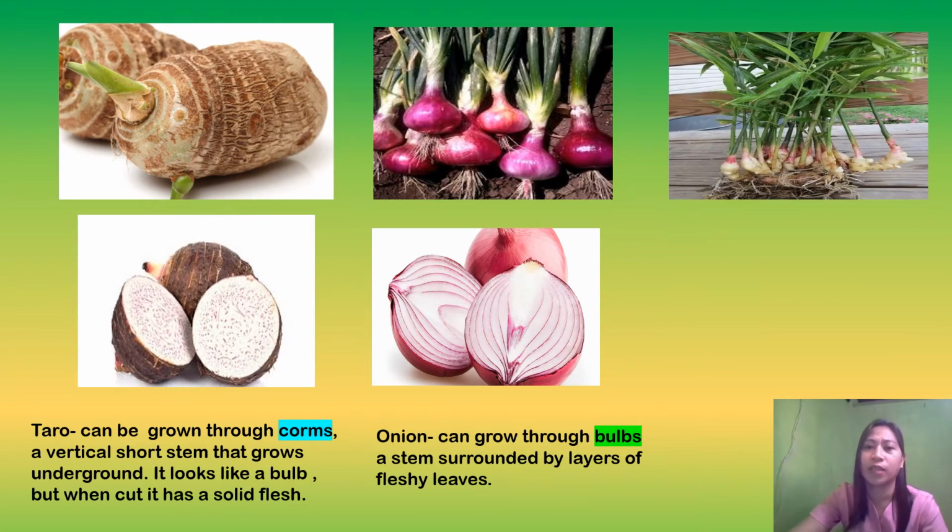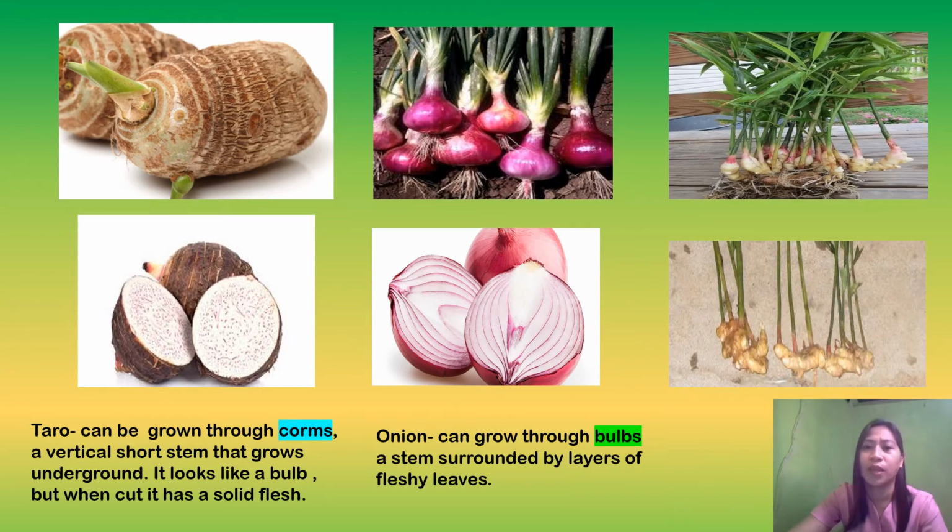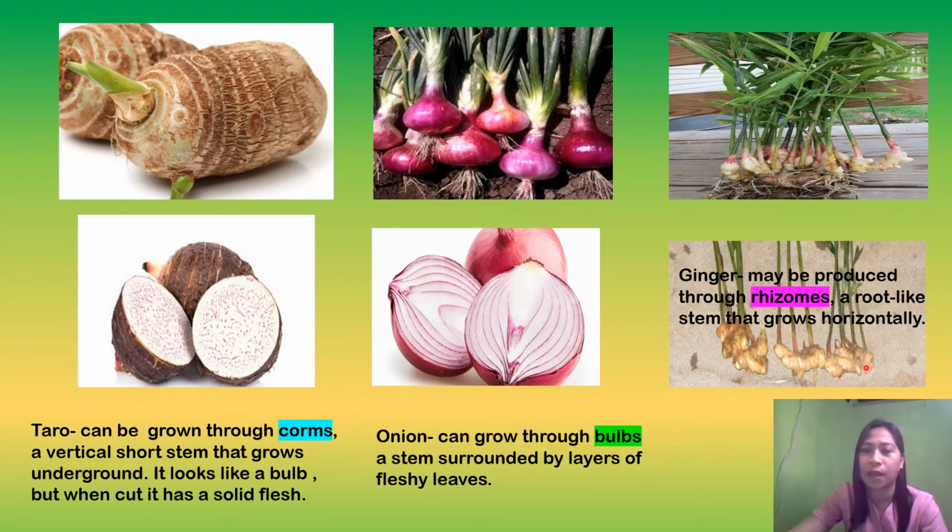Let's have the next one. Oh, what is this one? Okay, this is a ginger, or in Tagalog we call it luya. So how is luya being grown? It may be produced through rhizomes. Rhizomes are root-like stems that grow horizontally. Horizontally, pahiga sila kung dumami.